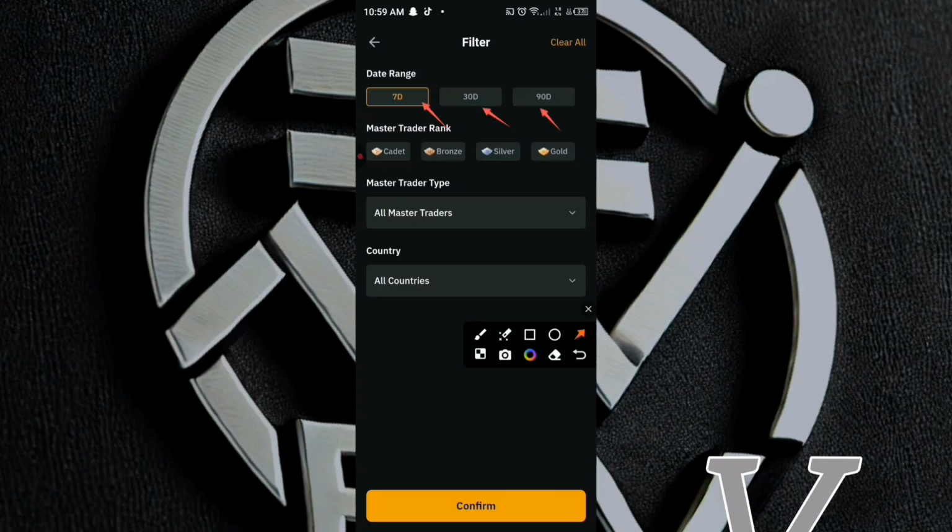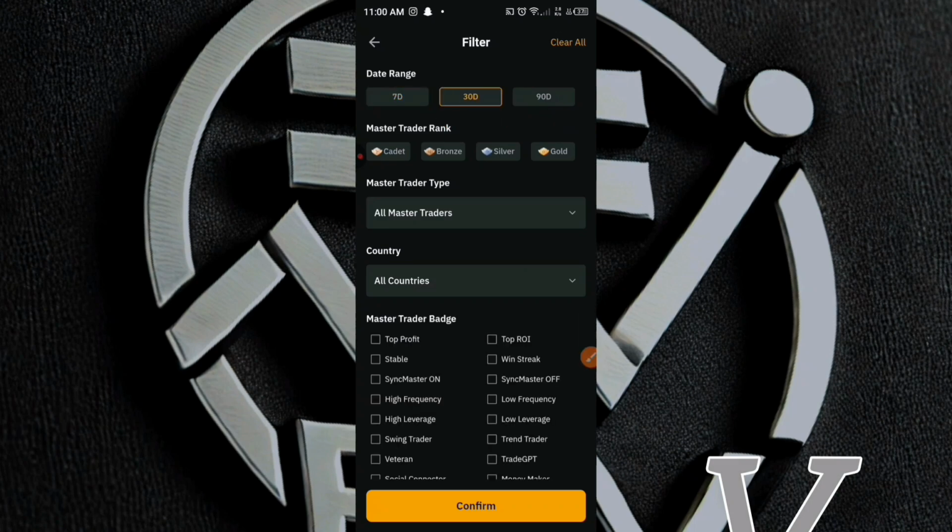So guys, as for me, I prefer to go with the 30 days duration because I feel like the data gotten from the 30 days duration is better to analyze than the ones gotten from the 7 days and the 90 days duration. Except maybe you probably want to study and analyze a trader for a long period of time, then you can go with the 90 days duration. But as for the 7 days duration, I don't feel like that's a good duration to use and study or analyze any trader or trade. 30 days is still okay.